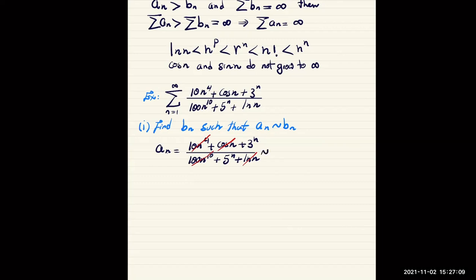So this is asymptotically the same as 3 to the n over 5 to the n. And that becomes your sequence b sub n. We are talking about a geometric sequence, guys. This is now a geometric sequence. Okay, and we can easily determine what happens to a geometric series.